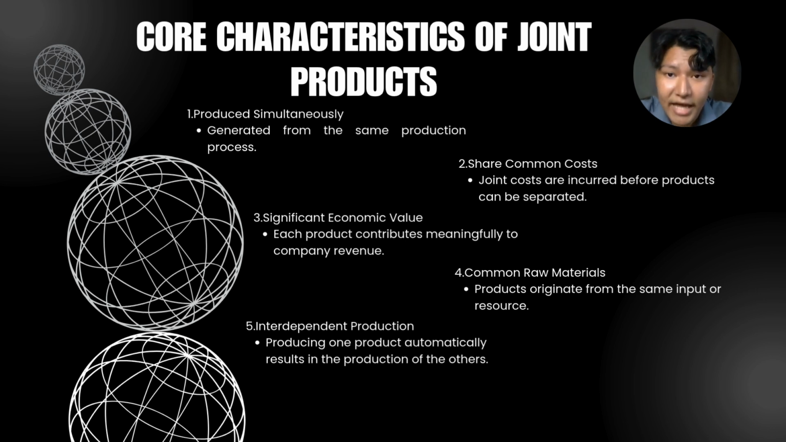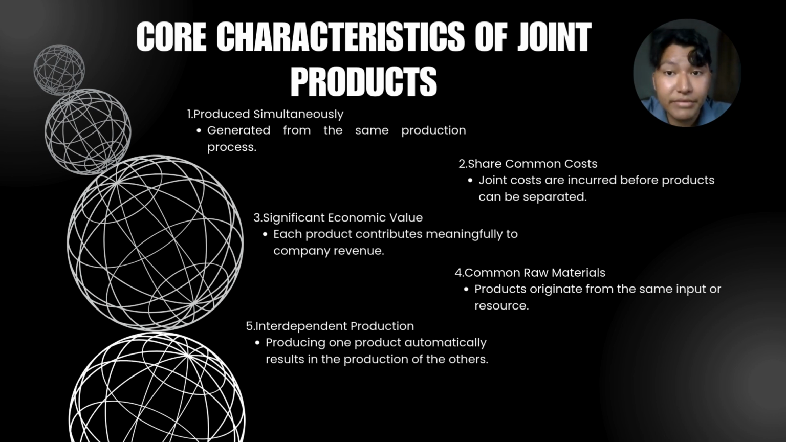Now that we understand the definition, let's look at the core characteristics of joint products. The very first characteristic is that they are produced simultaneously. Joint products are created together from the same production process rather than being manufactured separately, which means that when one product is produced, the other products are also generated as part of the same operation.